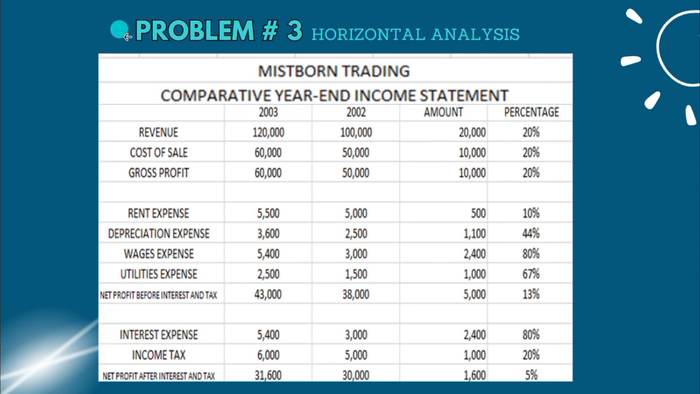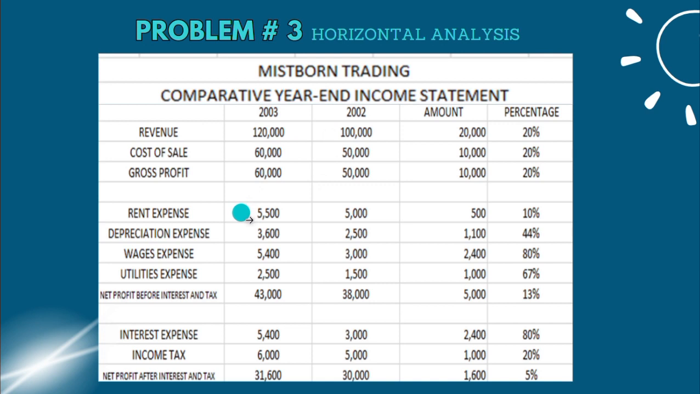For this next slide, which is the third problem, we're also going to get the horizontal analysis of the comparative year-end income statement of Mistborn Trading. For the revenue, they have 120,000 in 2003 and 100,000 in 2002. For the cost of sale, they have 60,000 in 2003 and 50,000 in 2002. For the gross profit, they have 60,000 in 2003 and 50,000 in 2002.